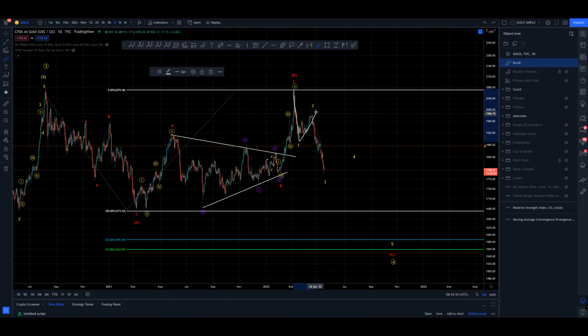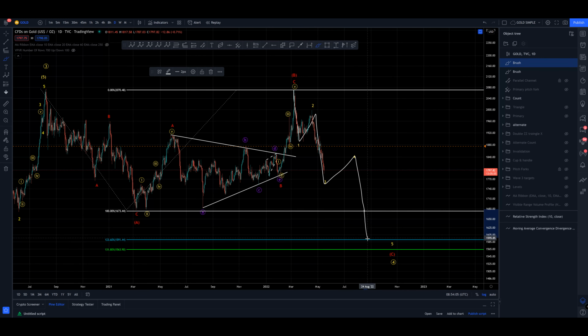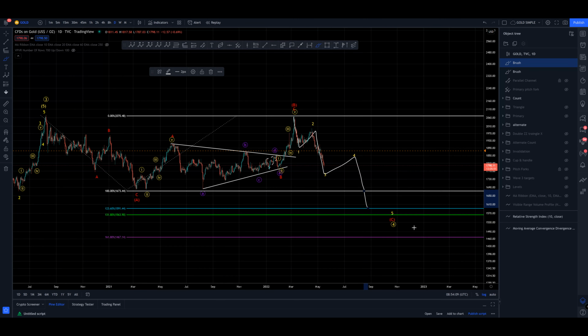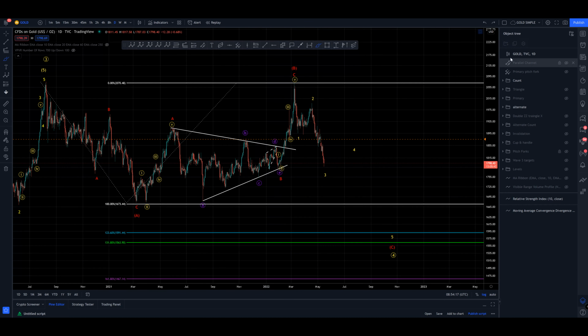Then we get 1, 2, 3, 4, somewhere here, 5. Could come back to roughly where we began, at 1673 spot 44, or we could head down to the 123.6 at 1591 spot 44, or we could head down lower to the 618 at 1467 spot 14. Okay, so it could be a deeper correction.